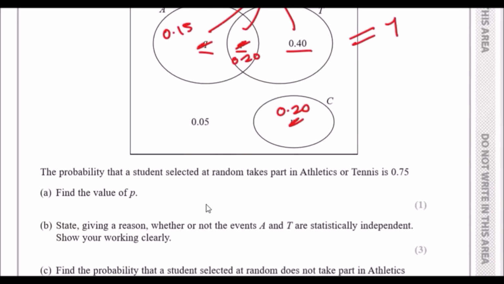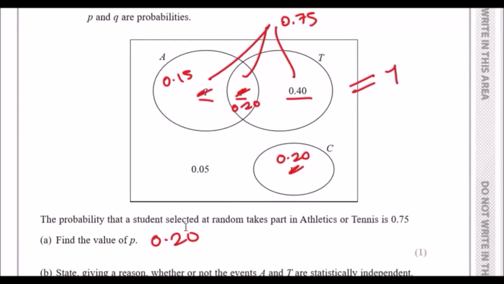So find the value of P. Well, we knew it is 0.20. Now state, giving a reason, whether or not the events A and T are statistically independent. Statistically independent literally means that the probability of A times the probability of T equals the probability of the intersection of A and T. So we need to prove that by doing the probability of A, which is 0.35, and the probability of T as a whole, which is 60 by the way.